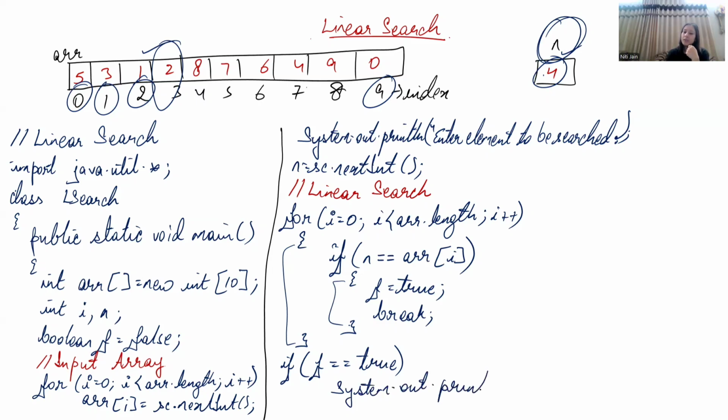System.out.println, and within it, I just need to print that the value is found. And where have I located the value? Can anyone help me with that?